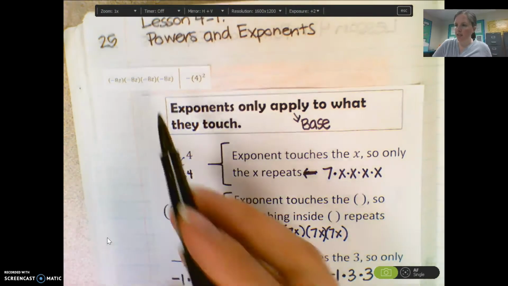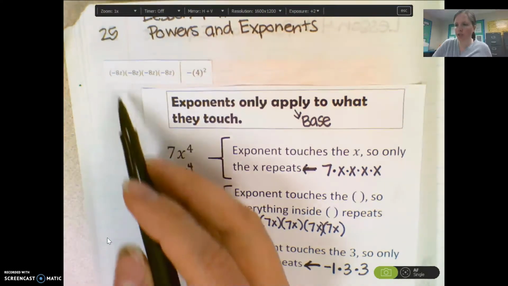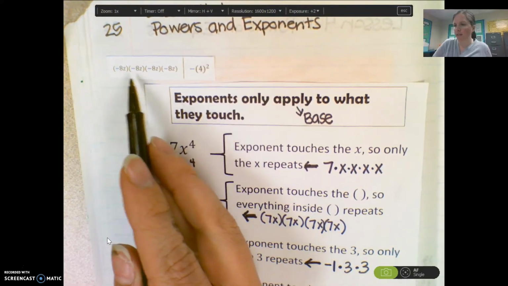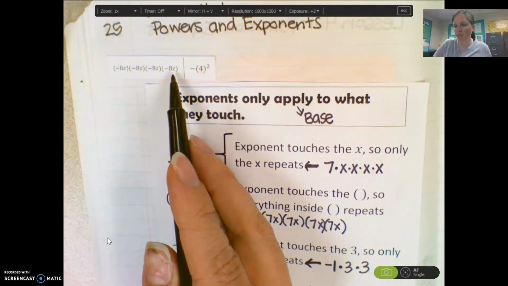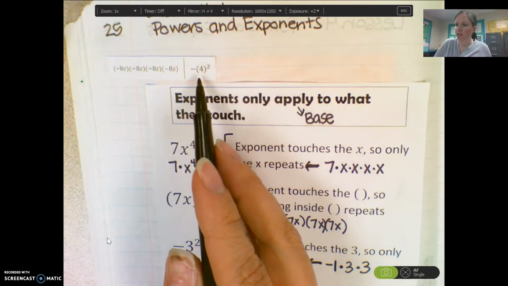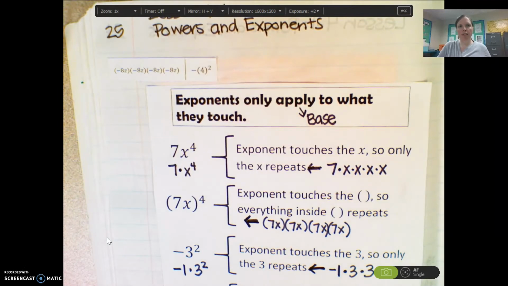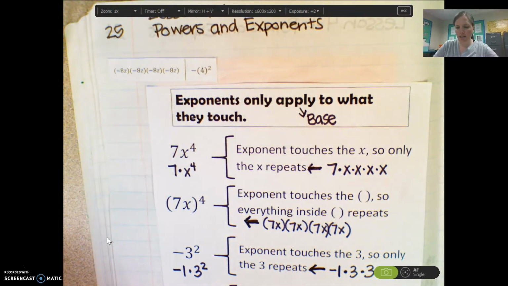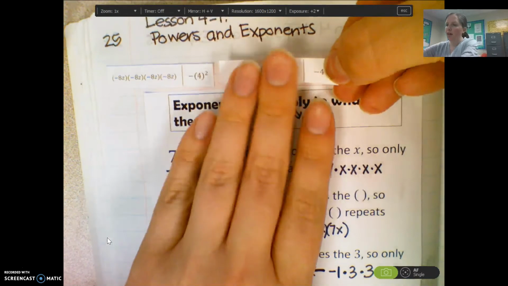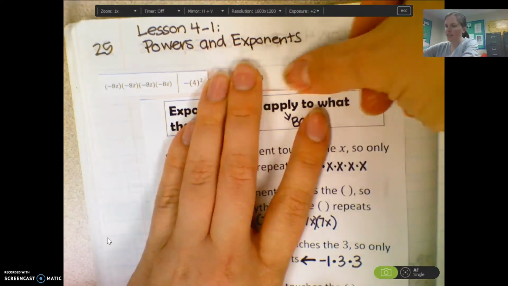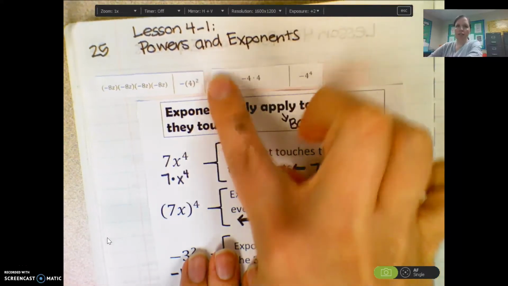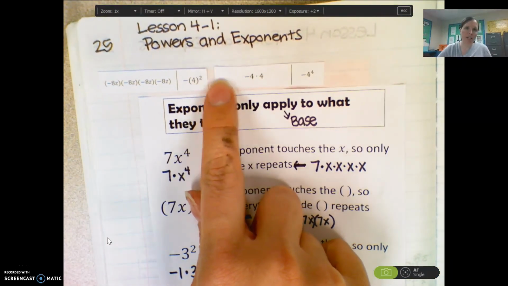So what's going to happen is on this side, you're going to match an expression going down the page that fits this -8z being repeated 4 times. On the right side, you're going to match a set that goes with a negative and then 4 squared. So I'll put the first piece on and then show you the match. The match would be what's being touched by the exponent is just the 4. So sorry, I'm getting my glue. So the 4 should repeat twice, but the negative sign does not.